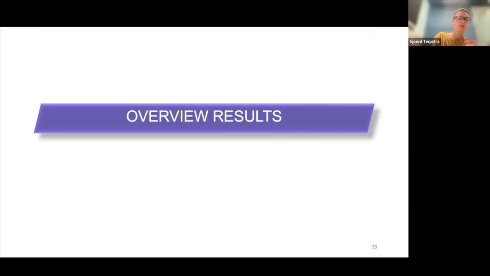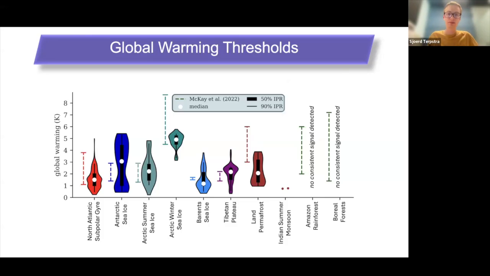Okay, so now we went, of course, quite fast through all the different systems. So let's recap and synthesize it a bit. This figure sort of summarizes all the results I've been talking about. We have each subsystem on the horizontal axis, and on the y-axis we have the global warming levels at which these shifts occur.